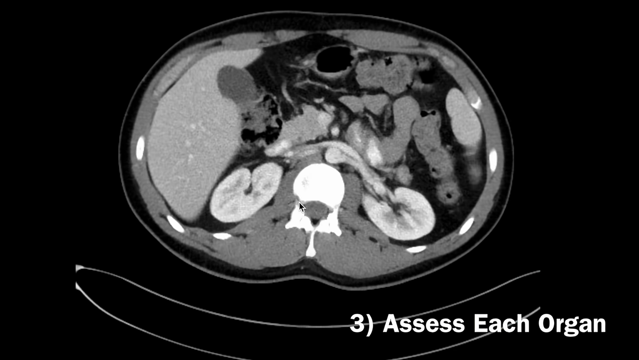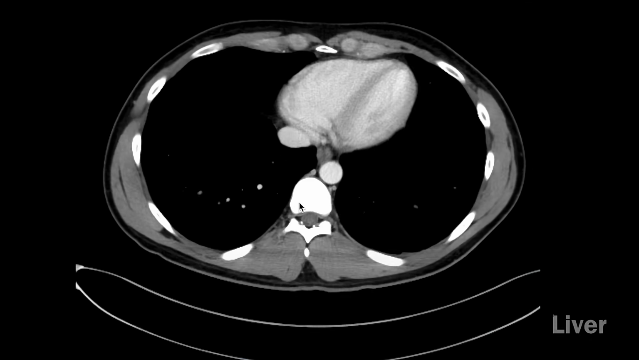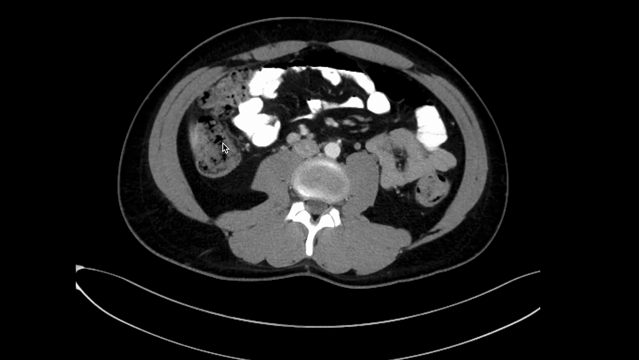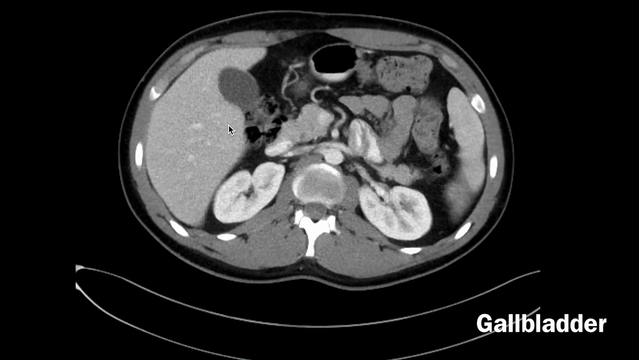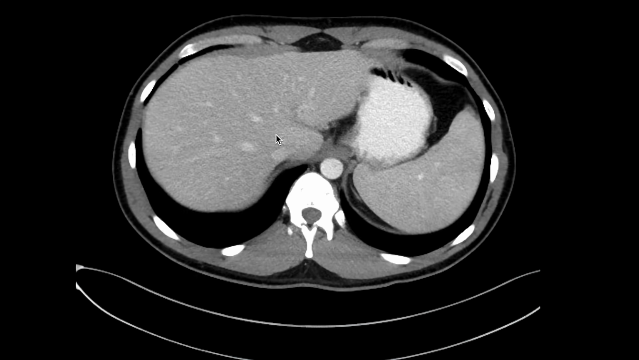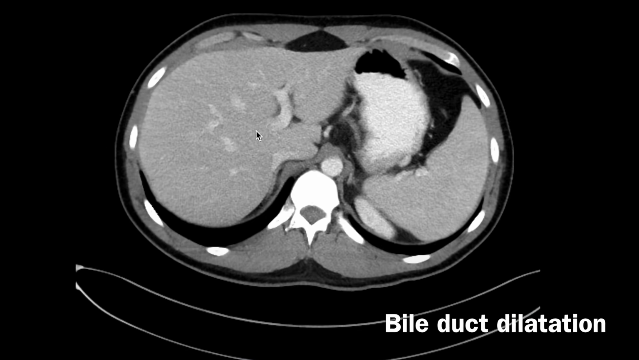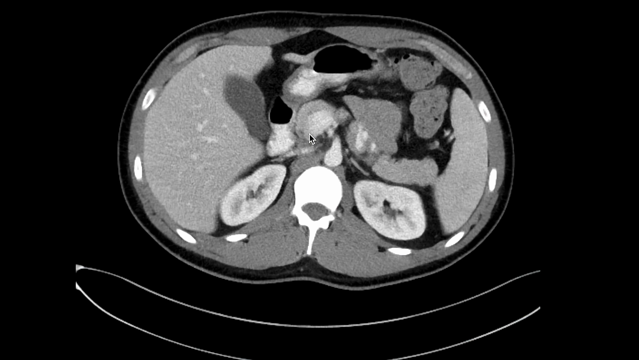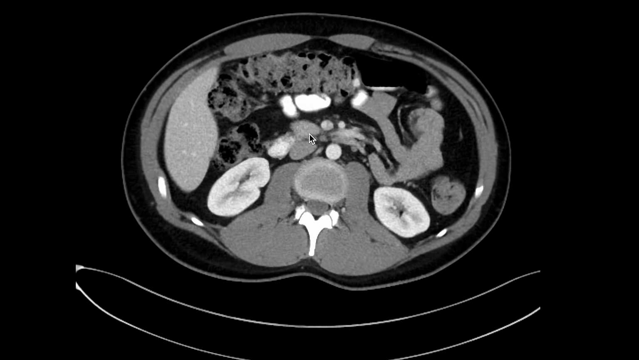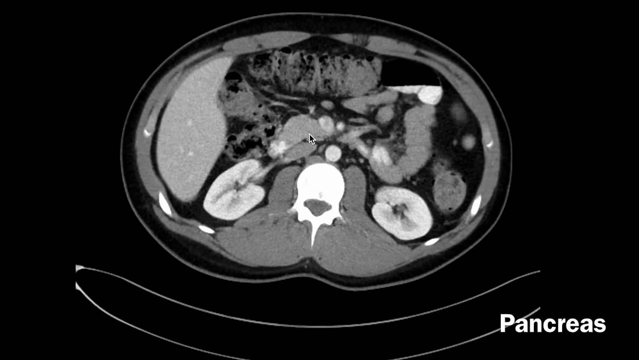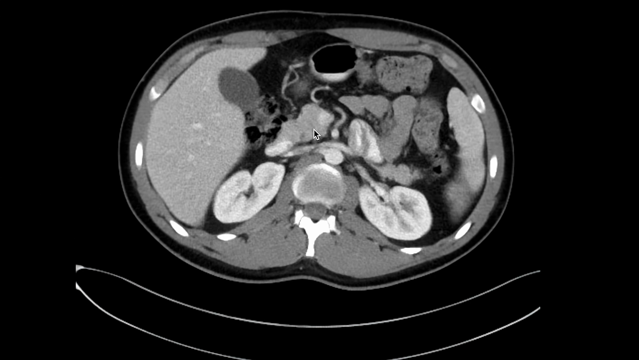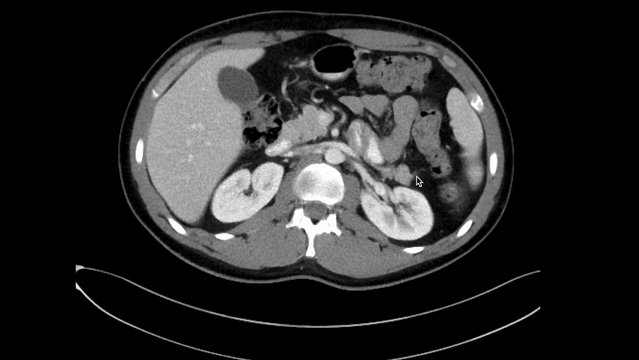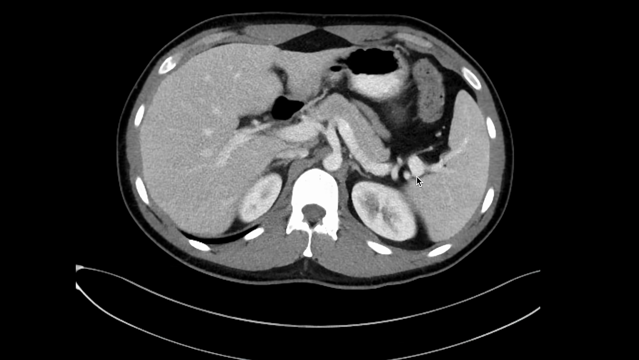I then go through and assess each organ. So I start by looking at the liver for any focal lesions. Don't see anything. Gallbladder. Look for any intrahepatic or extrahepatic biliary duct dilatation, and we showed you a case earlier of that. This is a normal common duct. Since I'm already here, I look at the pancreas, starting from the uncinate process in the head to the neck to the body, all the way to the tail. The duct is not dilated.